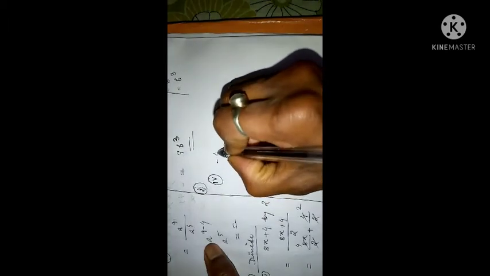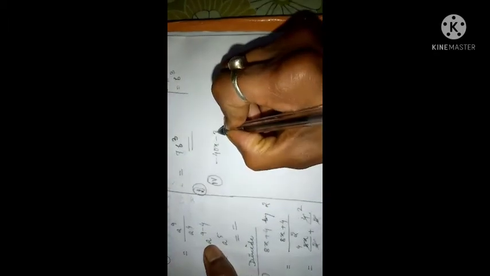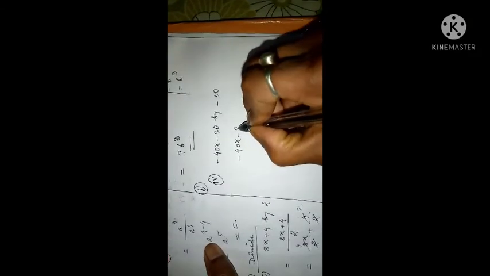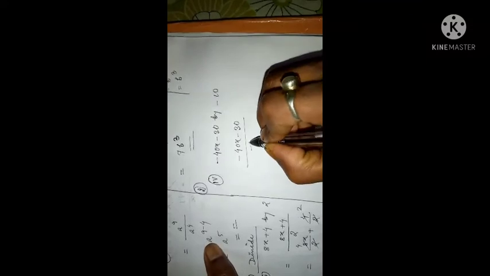I'll solve here the fourth question. This is from your exercise 2, fourth question. The fourth question is, you can see here, minus 40x minus 30 by minus 10. Okay, then you can see here, you write minus 40x minus 30 by minus 10.